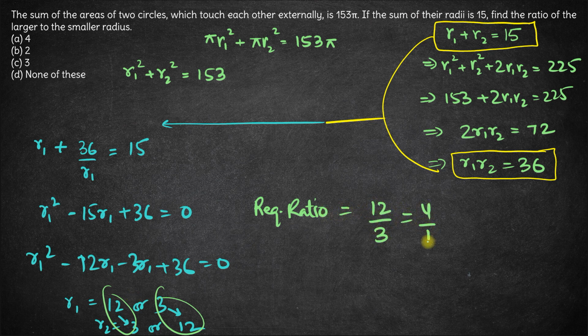So the required ratio is 4:1, which is option A here. Correct answer is option A.